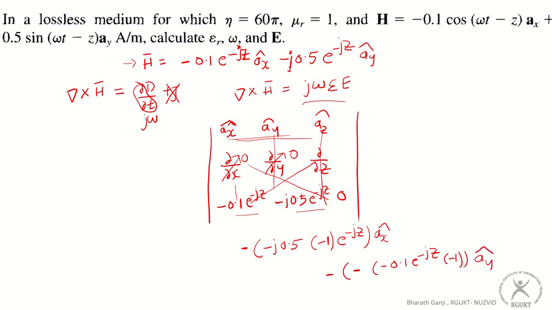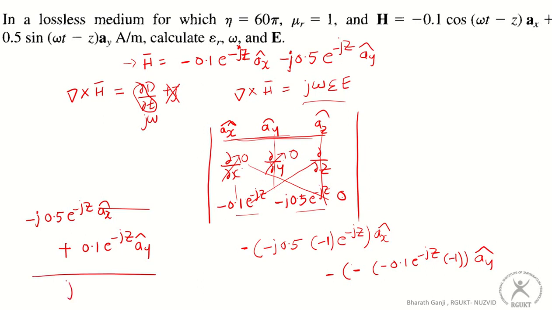And if you see a_z, it's already 0 here, so the remaining thing is 0, and there is no a_z component. So if you do del cross H, this will be your answer. Simplifying, del cross H is minus j 0.5 e^(-jz) a_x cap plus 0.1 e^(-jz) a_y cap. That's it. So this is del cross H.